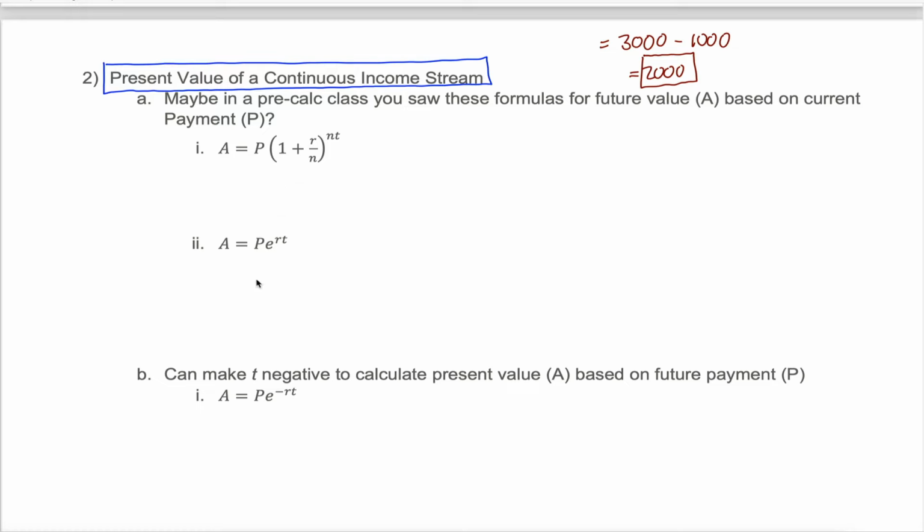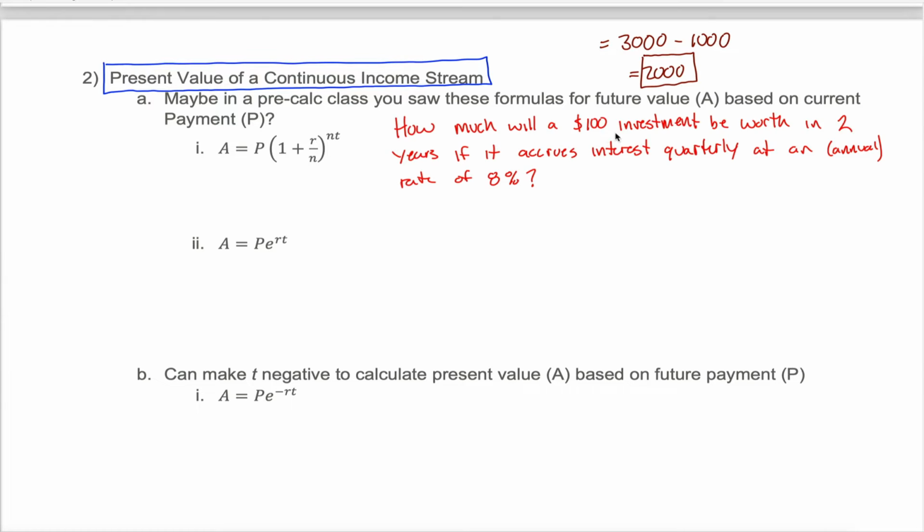So these first two formulas here are hopefully things that you've seen before, maybe in a pre-calculus class. The idea here is this is the answer to the question, how much will a $100 investment be worth in 2 years if it accrues interest quarterly at an annual rate of 8%? So what's going on here is you initially have $100, your value of P is 100, but what you're going to do is increase that value to figure out how much it'll be worth by multiplying it by this factor, which represents the interest that you're going to get.